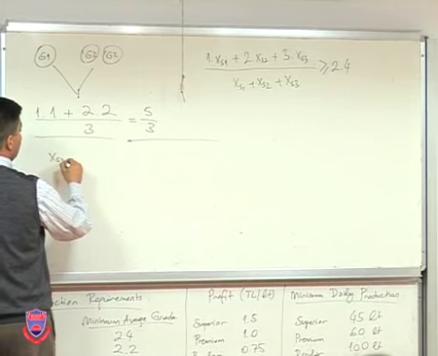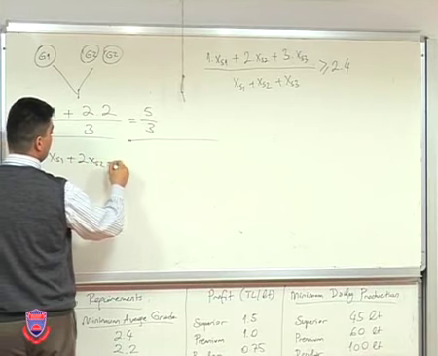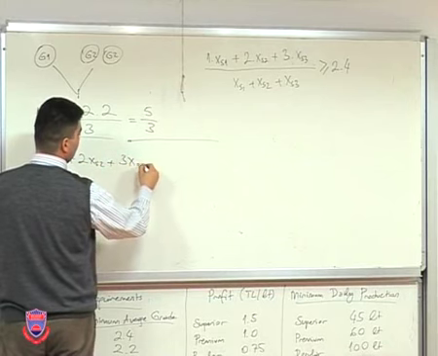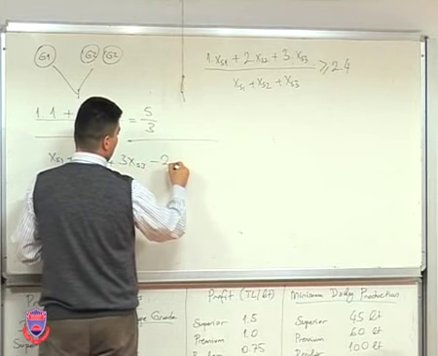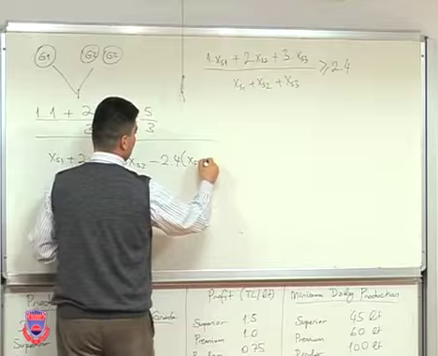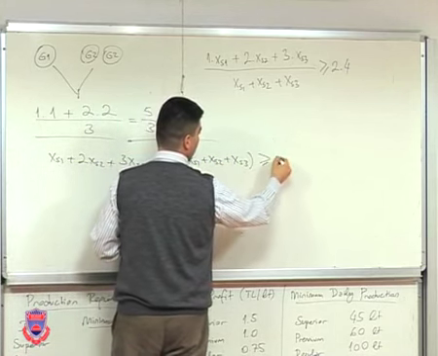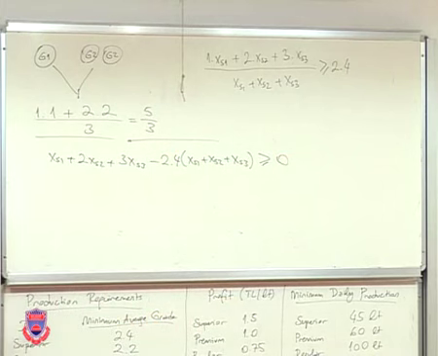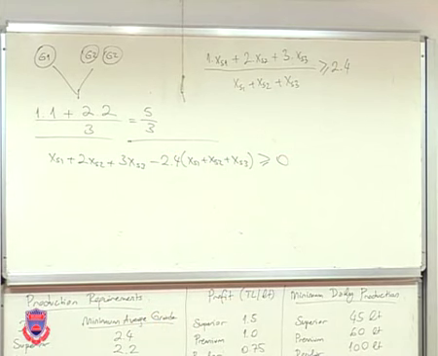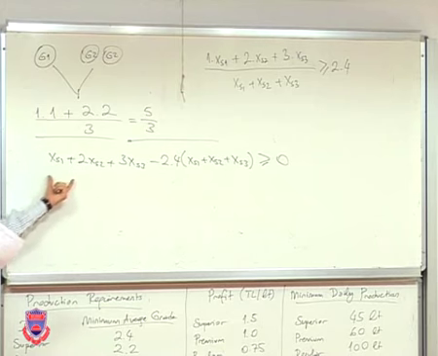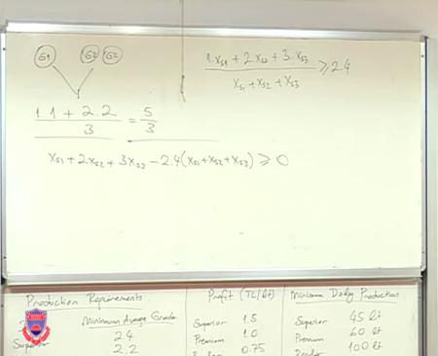So xs1 plus 2xs2 plus 3xs3 minus 2.4 times (xs1 plus xs2 plus xs3). So this should be greater than or equal to 0. That constraint is essentially the same as that one, but the difference is that now this looks like an LP constraint. So this is a valid LP constraint. All right, so this was for the superior.